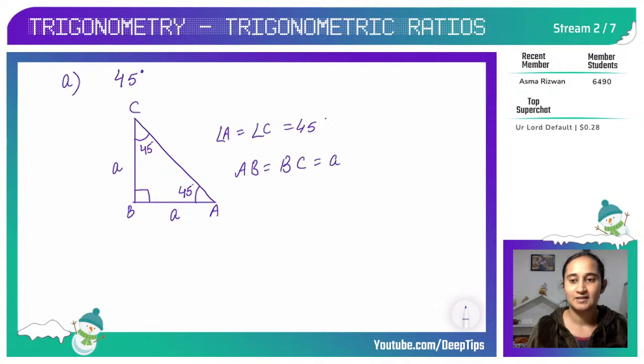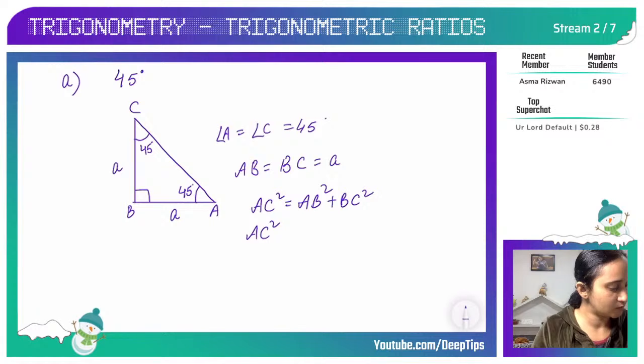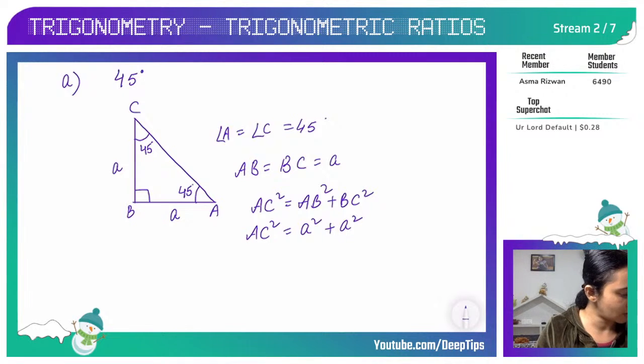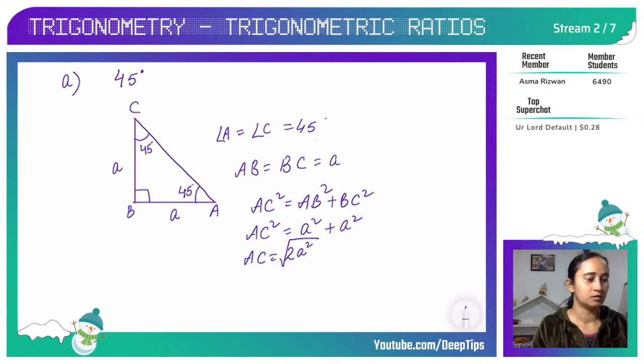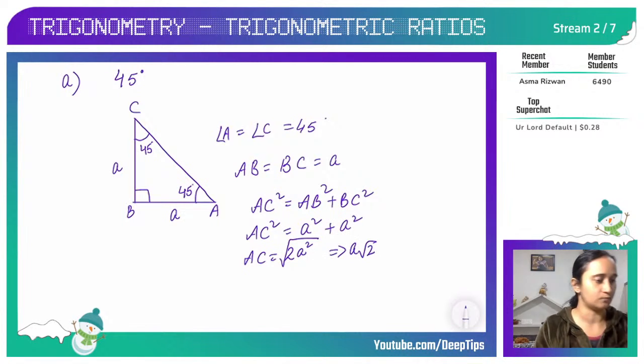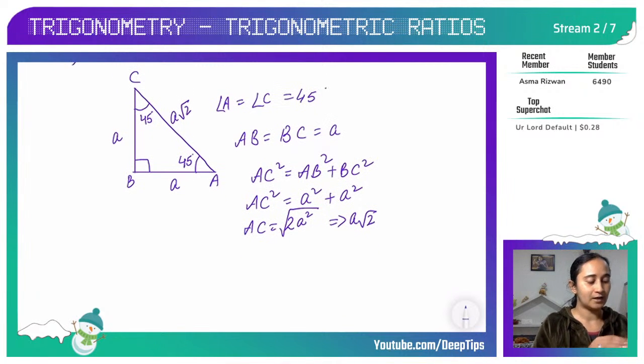So we don't know what AC is. So let's make use of Pythagoras theorem. AC square is equal to AB square plus BC square. So AC square is equal to a square plus a square, because I know the values of AB and BC. So I can write that AC equals the square root of 2a square, right? Which is equal to root 2 a, or a root 2. We can write it as a root 2. So this is my a root 2.